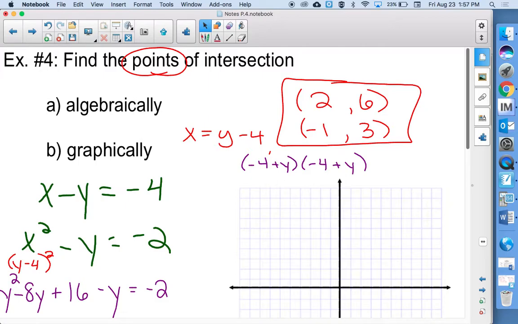So your homework is back in the homework packet. There are some equations to solve. There's also a couple of problems that you'll be asked to find the intercepts for.